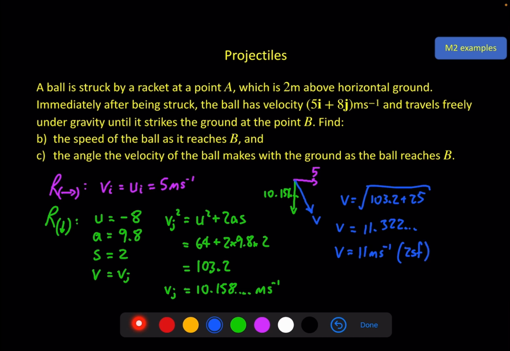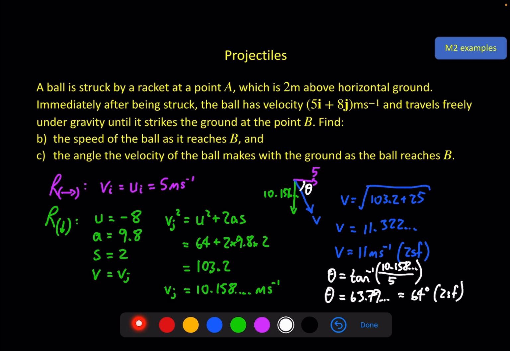The last thing to consider is angle theta. I'll choose this one here, so I can say angle to the horizontal, and that is, as usual, tan inverse of 10.158... divided by 5. Put that on your calculator, and that gives 63.79... which is 64 degrees to 2 significant figures. And even though I've put it on my diagram, I'm just going to add on there to the horizontal to make my examiner smile.